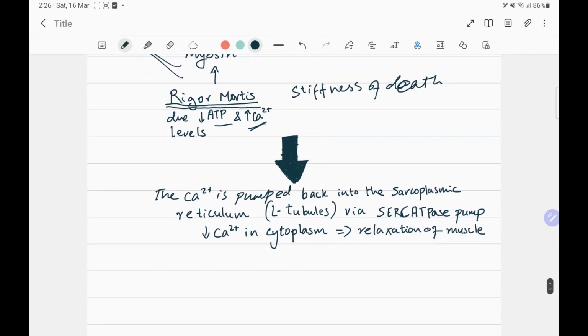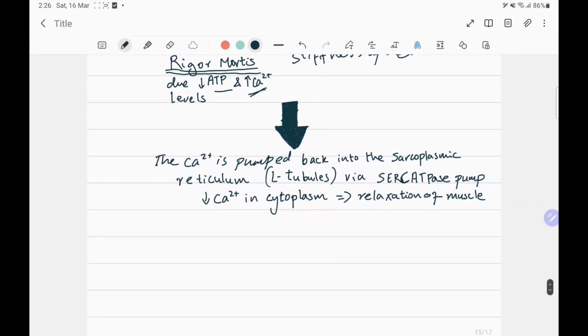This is another important clinical aspect. If you want to relax a muscle, if you're not dead from rigor mortis, you stop the action potentials coming down the alpha motor neuron. And the calcium is eventually pumped back into the sarcoplasmic reticulum, meaning the L tubules, via the SERCA ATPase pump. This reduces the level of calcium ions in the cytoplasm, causing the muscle to relax. So this is your excitation-contraction coupling. Very interesting, very important topic, quite complicated.